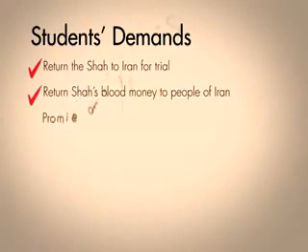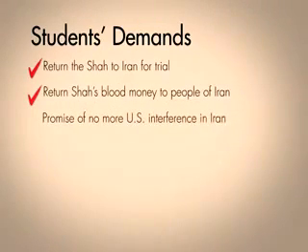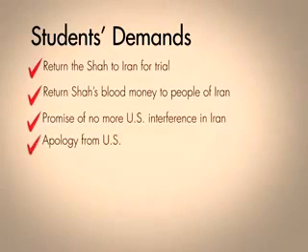A promise from the U.S. not to interfere in Iran's affairs in the future. And an apology and admission of guilt by the U.S. for its past actions in Iran. The apology never came, but 20 years later, Secretary of State Madeleine Albright did acknowledge the U.S. role in Mossadegh's overthrow. So Khomeini took power in 1979 and instituted a government under Islamic law.